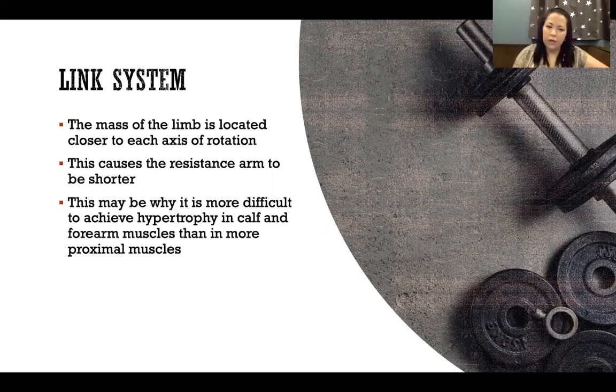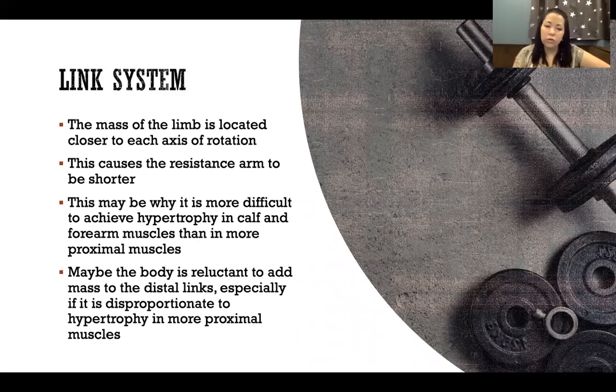And it's possible that it's because the body is reluctant to increase the mass at the distal segments because that is going to interfere or could potentially interfere with our normal free movement. That's especially true if we are trying to hypertrophy the distal segments disproportionately to the hypertrophy we're achieving at more proximal segments, because we always want the center of mass to be more proximal. So we're not going to be able to hypertrophy our distal segments disproportionately to our proximal segments because that would shift our center of mass too far distally.